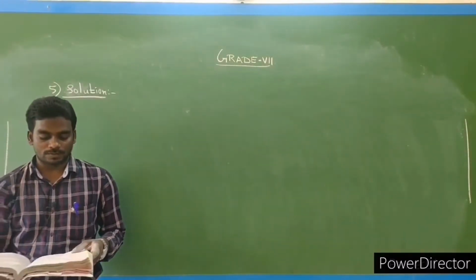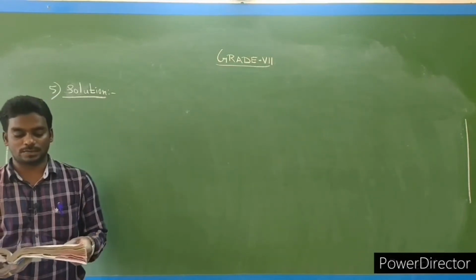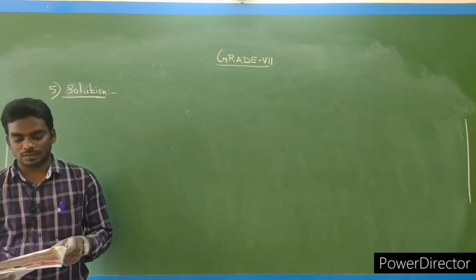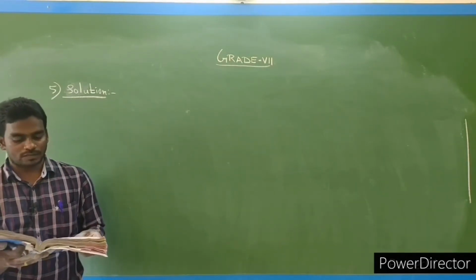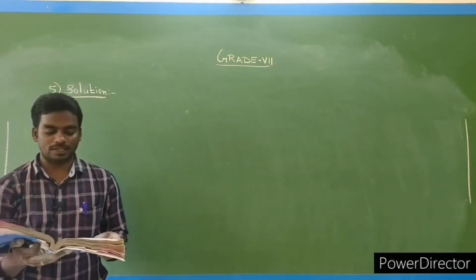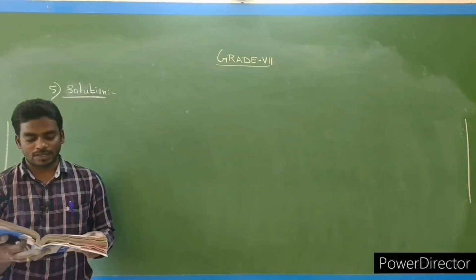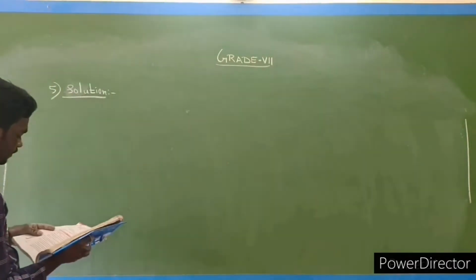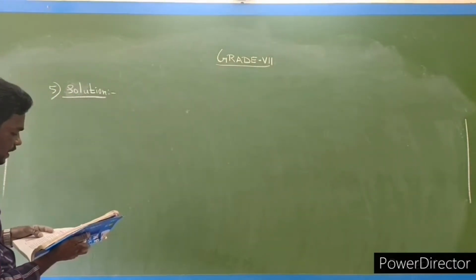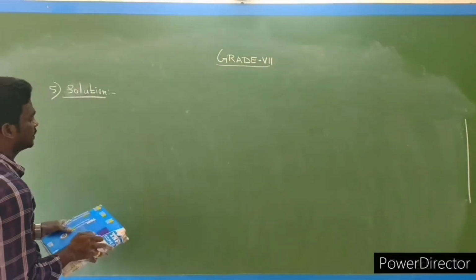Next, what is the fifth question? The area of a square park is the same as the area of the rectangular park. Here, the area of the square park and the area of the rectangular park are equal. If the side of the square park is 60 meter and the length of the rectangular park is 90 meter, find the breadth of the rectangular park. First, what is given? The side of the square park is 60 meter.